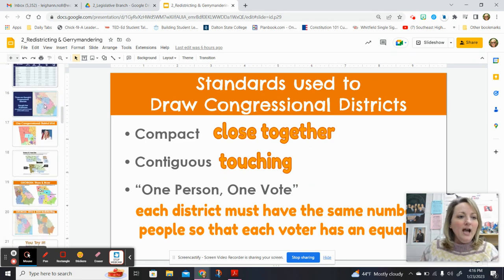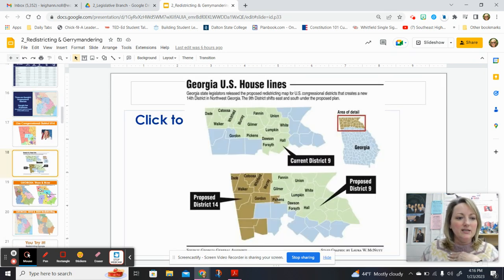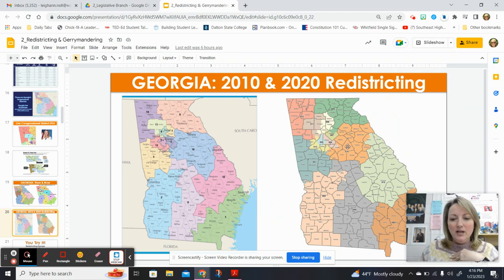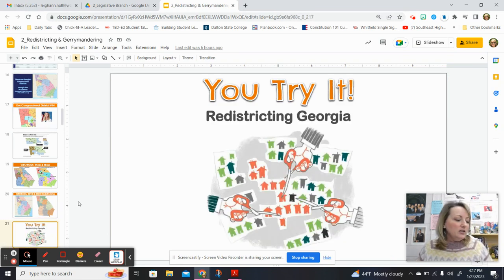So once we do that, I show them Georgia's districts. I did update that. There are our new ones, so that they can see that even though Georgia didn't gain in 2020, we stayed at 14, the lines still had to change because people move and more people come in, people shift where they live in the state. And so even states who don't gain or lose a seat still have to go through the redistricting process every 10 years.